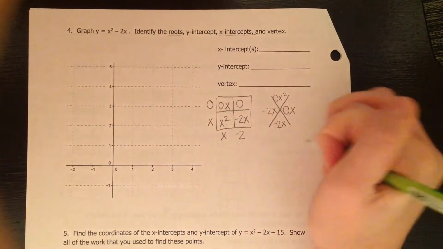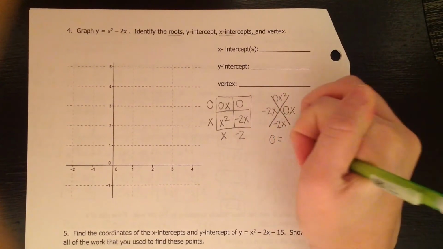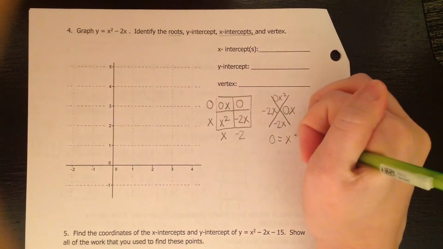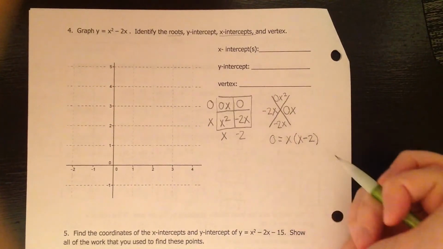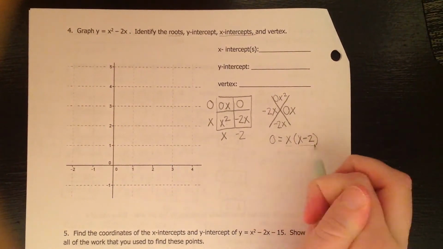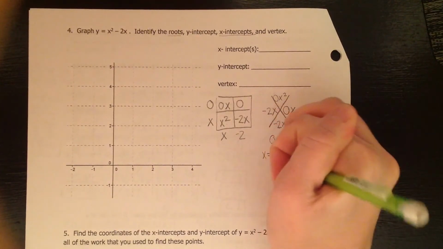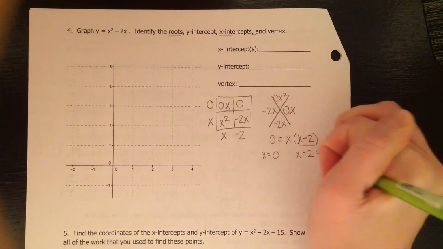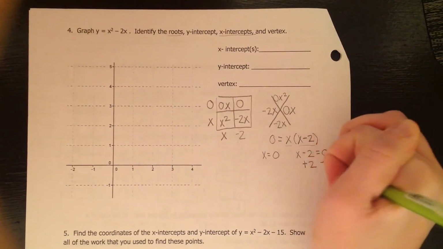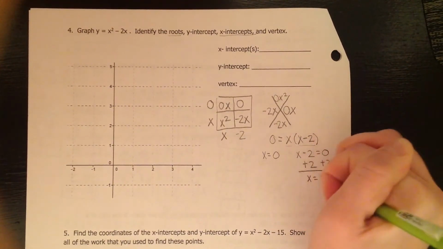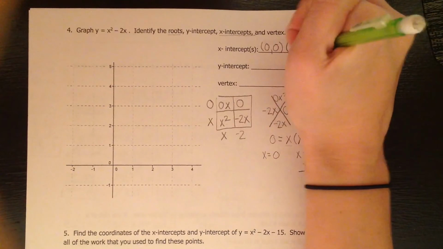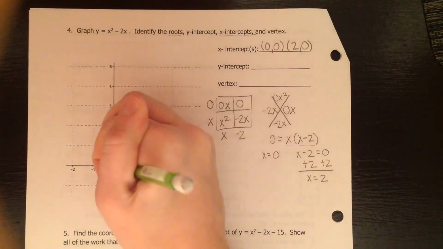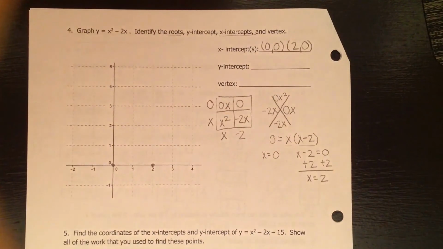Okay, so for our x-intercepts, y is equal to 0. So we can say 0 equals x times x minus 2. I'm not going to put that plus 0, we don't really need that. The next thing we need to do for the zero product property is set each one of these equal to 0. So we have x equals 0, and x minus 2 equals 0. Solve for this x: add 2 on both sides, and we get x equals 2. So our x-intercepts are 0, 0 and 2, 0. We'll go ahead and graph those, 0, 0 and 2, 0.